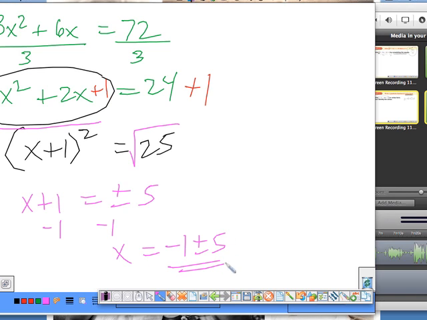But you can do this. So negative 1 plus 5 is 4. Negative 1 minus 5 is negative 6. Here's our two answers for the problem.